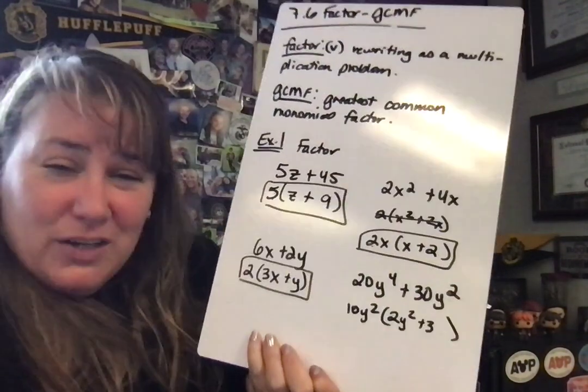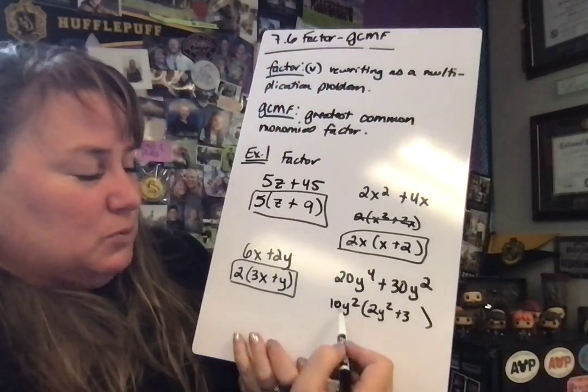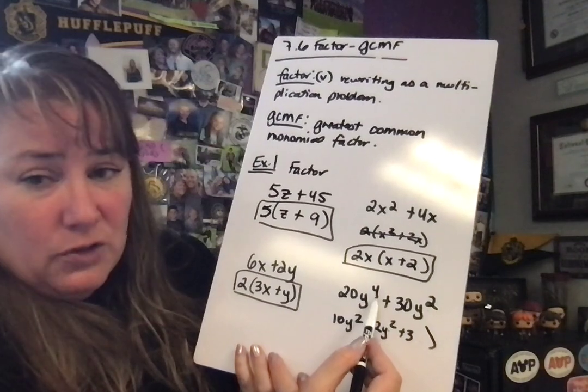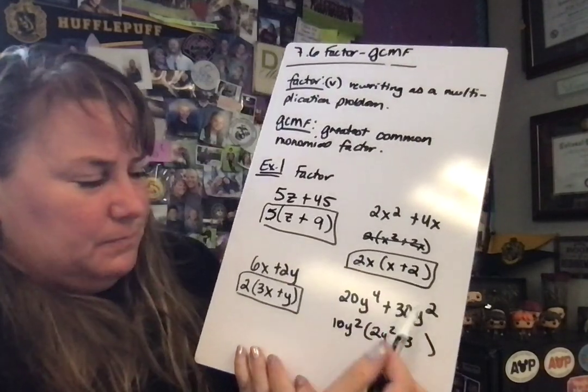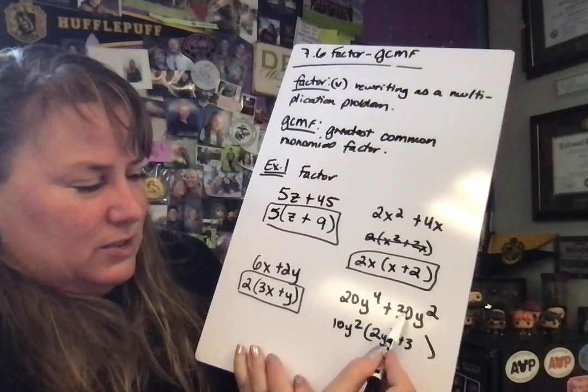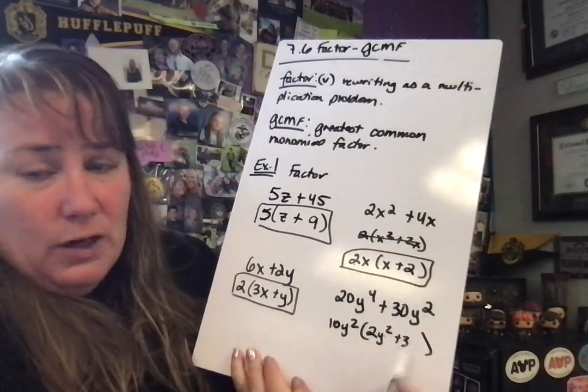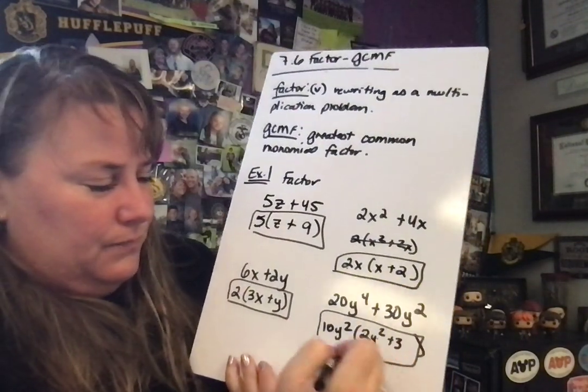There it is. A way you could check it, double check by multiplying. 10 times 2 is 20. Y to the 2nd times y to the 2nd is y to the 4th. Remember, you're just adding exponents. And then 10 times 3 is 30. Y squared times technically 1 is y squared. And that's how you know you got it.